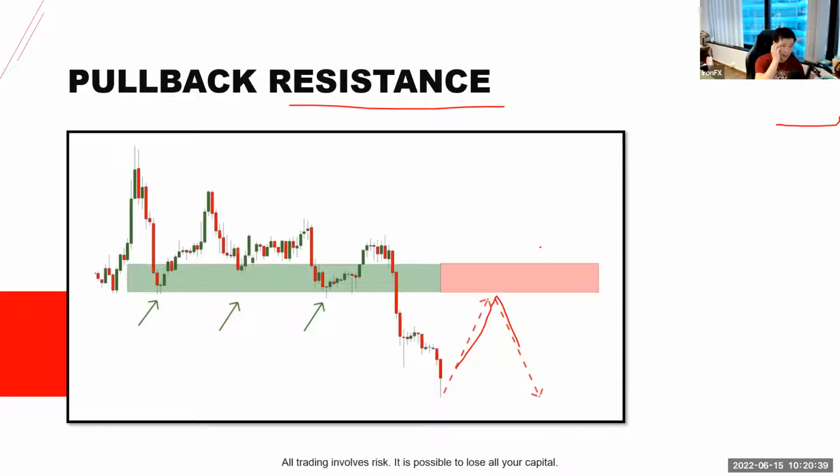So the opposite is true when it comes to pullback resistance, right? Pullback resistance, you can see how price bounces once, price bounces twice, price bounces 3 times, right? It doesn't need to be 3 times. Usually once is good enough. One good swing low is good enough. I'll be showing you what I mean by that later.